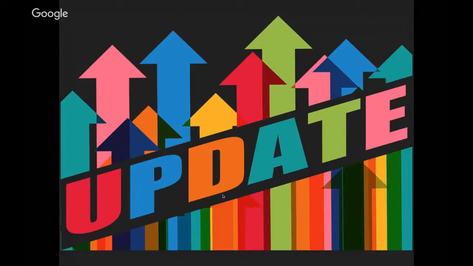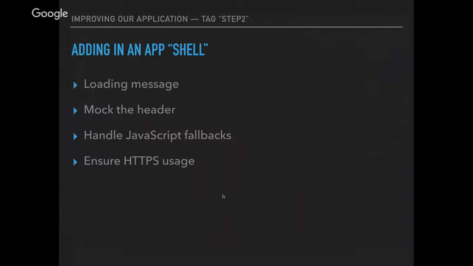So now we're going to do some updates to our application. What we're going to do is add in an app shell. What this means is we're going to add a loading message inside of our main component. We're going to mock out the header so we get some indication that the application's loading. This app shell is not meant to be interactive. It's just meant to give some paint to the user faster, so he or she feels like the application's faster than it actually is. So it's kind of like perceived performance.